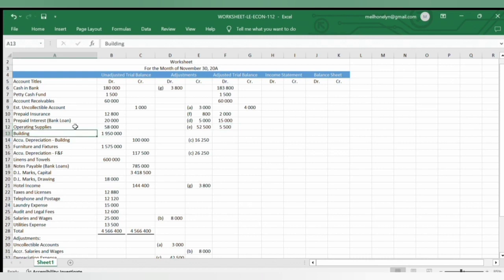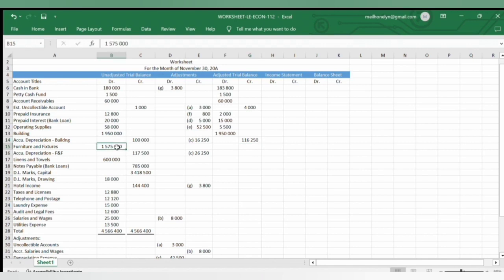Next is the building. Since there are no adjustments that have been made, all we need to do is copy this also on the debit side. Next is the accumulated depreciation, building. Since they are both credit, we add them together and plot the total amount on the credit side. So 116,250.